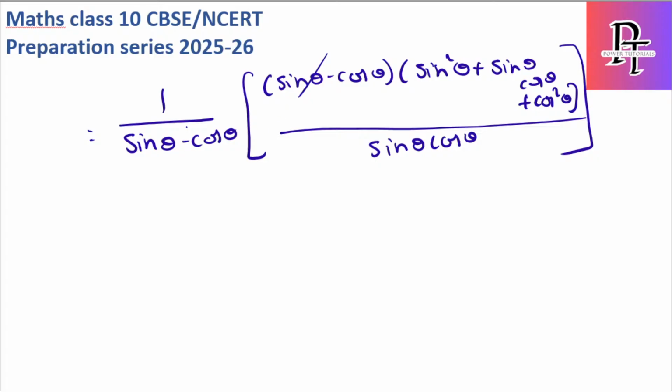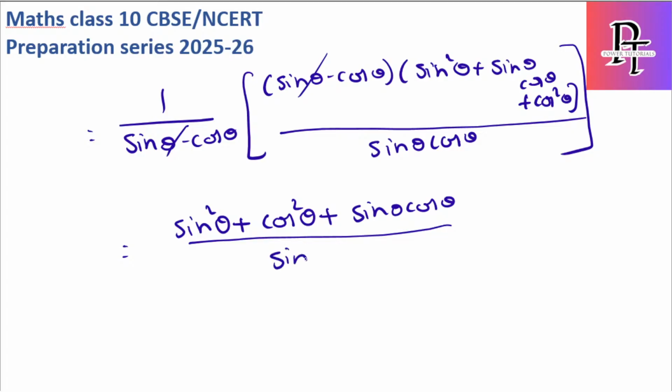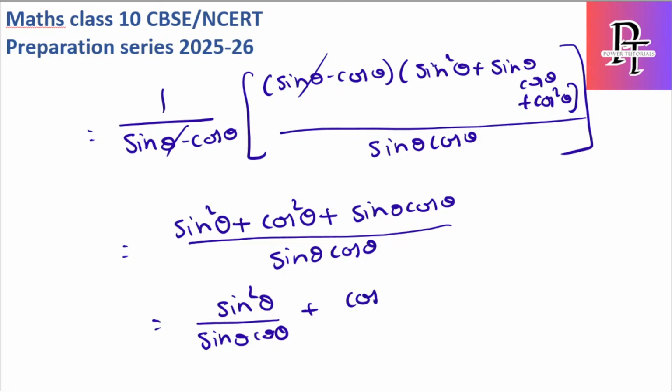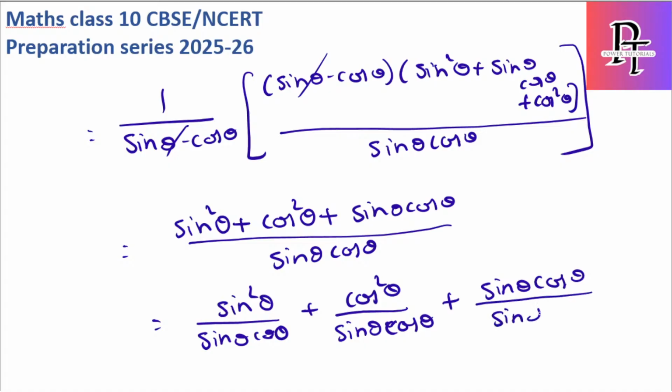Okay, so this sine minus cos and this sine minus cos get cancelled out. So the remaining ones are sine square theta plus cos square theta plus sine theta cos theta by sine theta cos theta. Okay, so now instead of solving this as one, keep it as it is and just remove all the denominators. I mean, open the LCM part. Now this becomes sine square theta by sine theta cos theta plus cos square theta by sine theta cos theta plus sine theta cos theta by sine theta cos theta. So this gets cancelled out to 1. Cos and square get cancelled out. Sine and square get cancelled out.